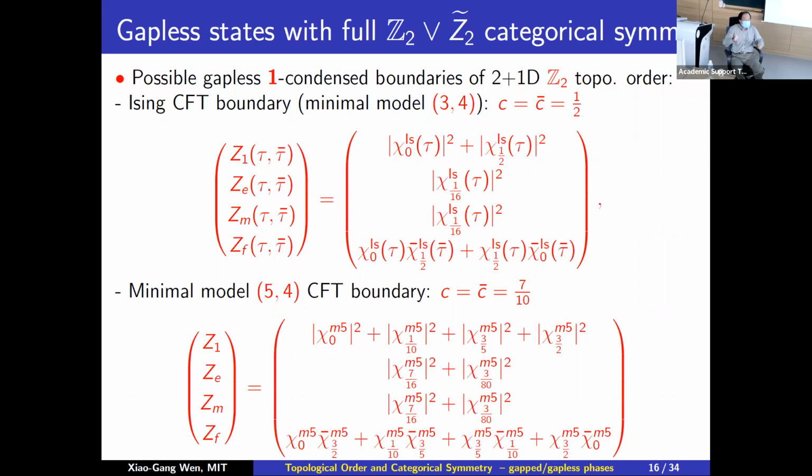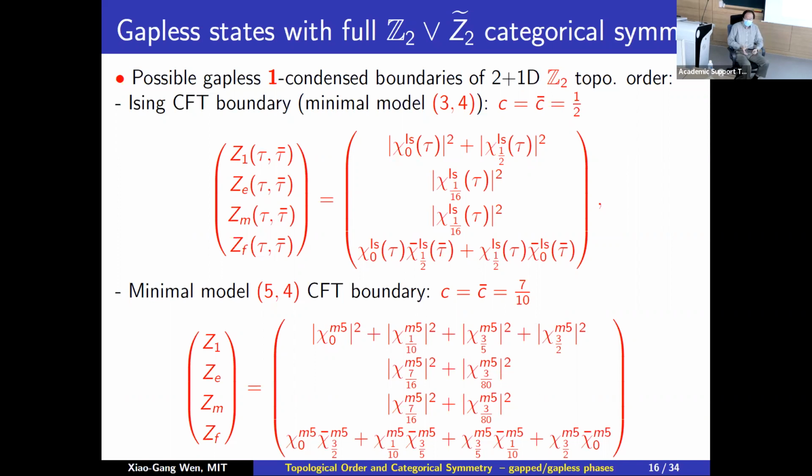So it looks like using categorical symmetry, we cannot determine the gapless theory uniquely. However, I want to say the following. This one has a higher central charge. It's less stable. It's like fine-tuned. Then we usually refer to the most stable one with the minimal central charge.